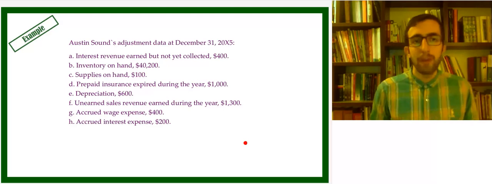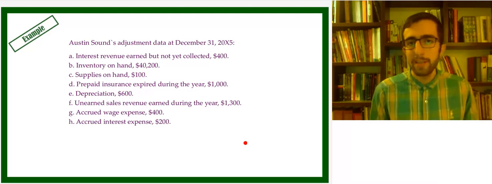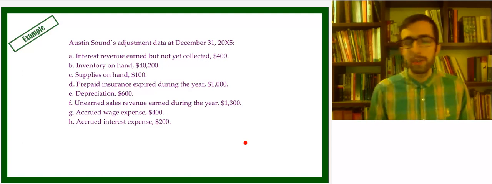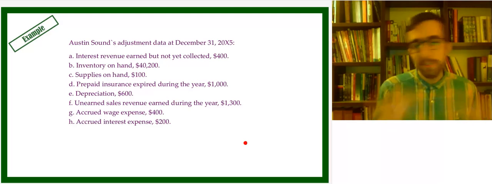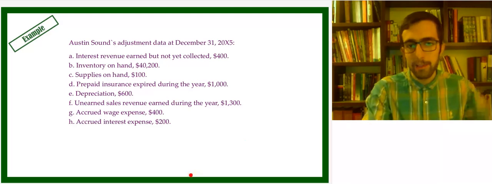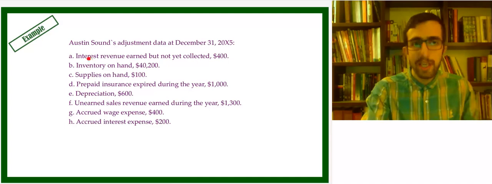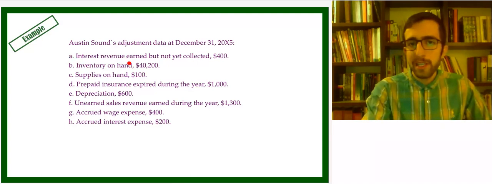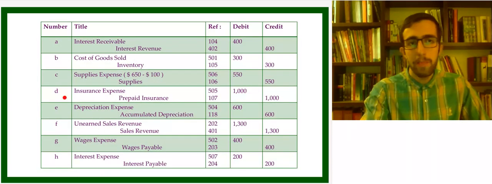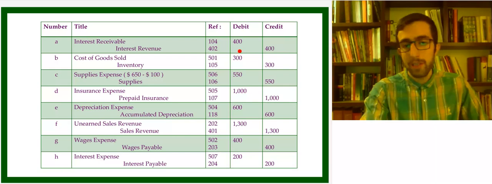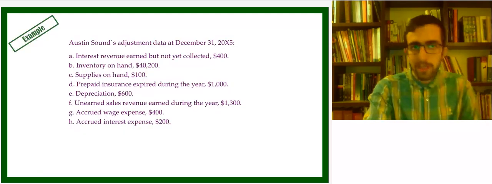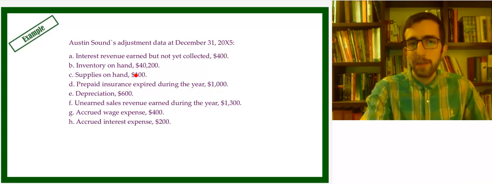And here we have an example of Austin Sound's adjustment data at December 31, 20x5, and we have to make a journal entry for these adjustments, and after that we close the accounts. The first one is interest revenue earned but not yet collected, $400. So for the first entry, we debit interest receivable and credit interest revenue, $400, which we completely talked about in chapter 3.